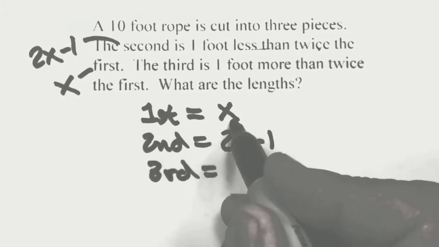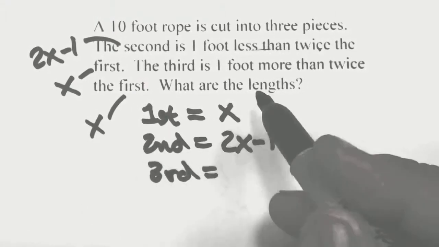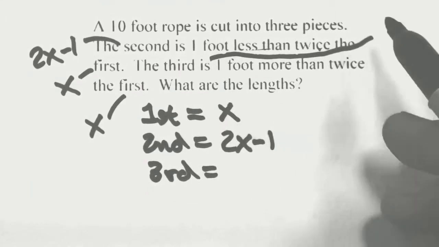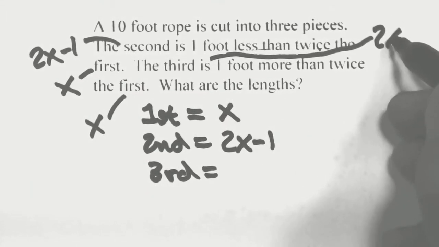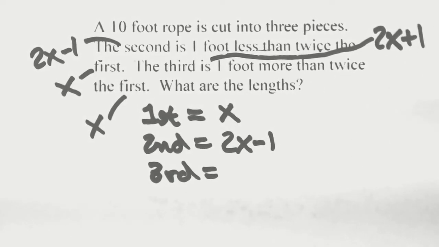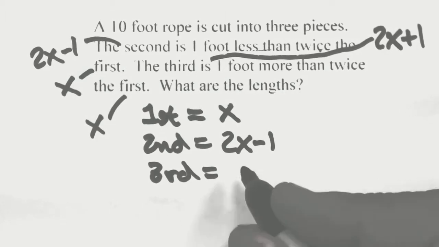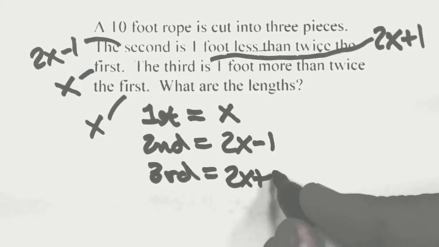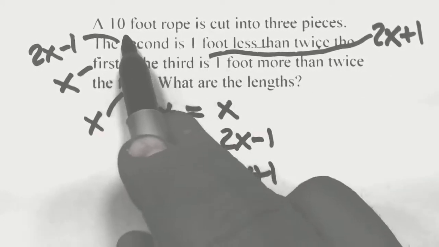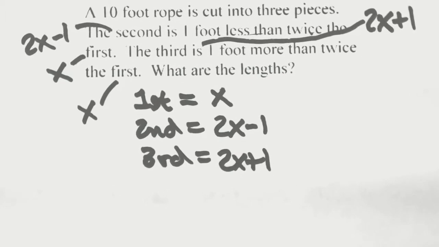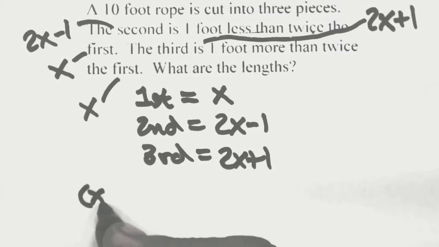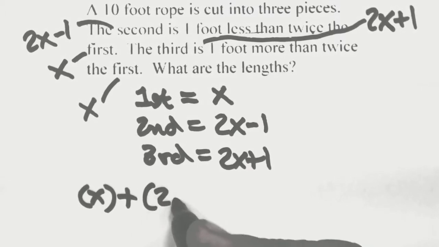Okay, the third is 1 foot more than twice the first. Well, remember, of course, we've got the first equal to x. So the third then is 1 foot more than twice that. So this third guy, we'd have twice the first, but then 1 foot more, so plus 1. So he's going to be 2x plus 1. Okay, well, that's how we build up the expressions here that we're going to use to solve this. Now remember, they told us this was a 10-foot piece of rope, so that means all of these pieces have to add up to 10 feet. So let's start adding them together here.